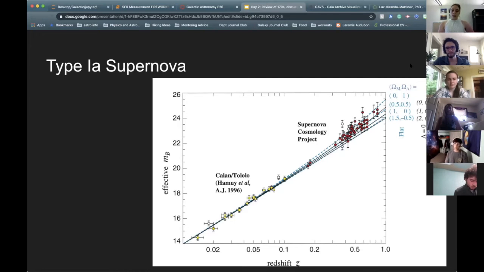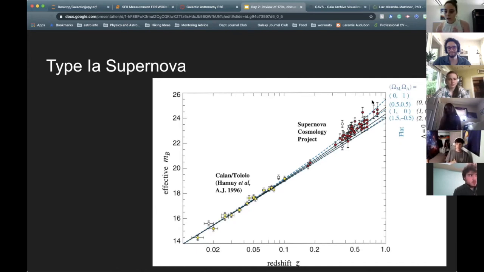Supernovae were looking dimmer than you would expect for a universe made of only matter. So that's what's happening here. They're at higher magnitudes, so fainter than you would expect as you move to more distant ones, which tells us our universe is not only expanding, it's expanding at an accelerating rate. So that was the big thing with this.